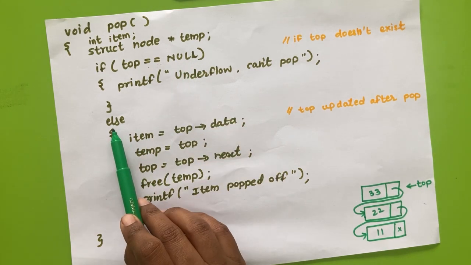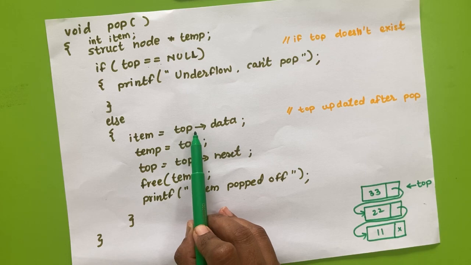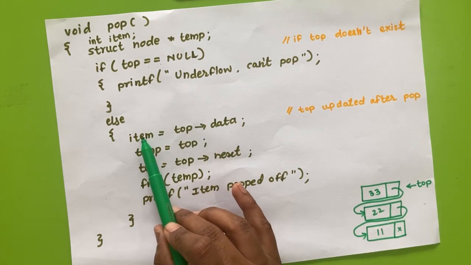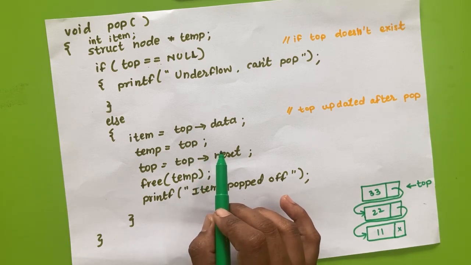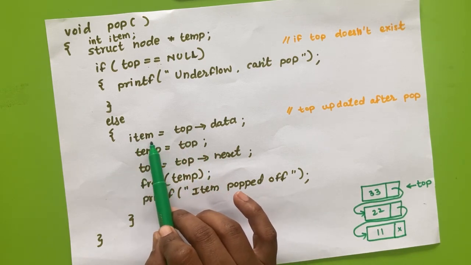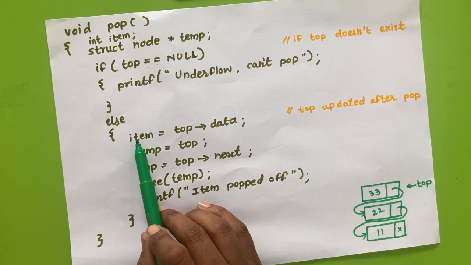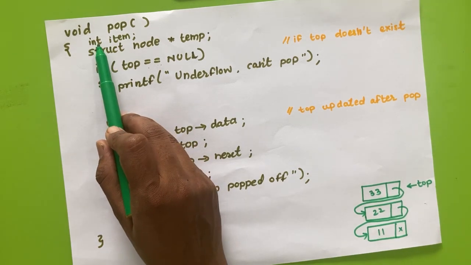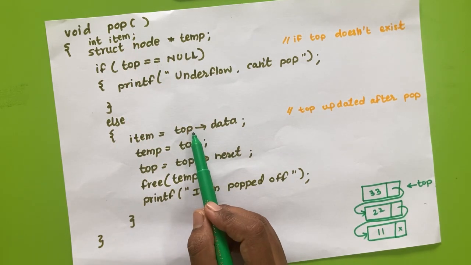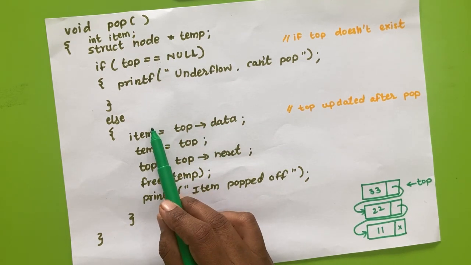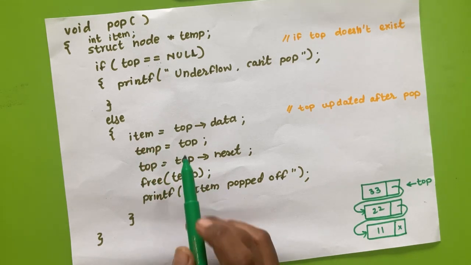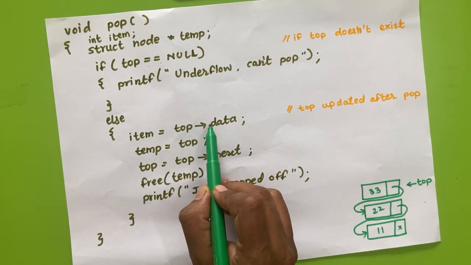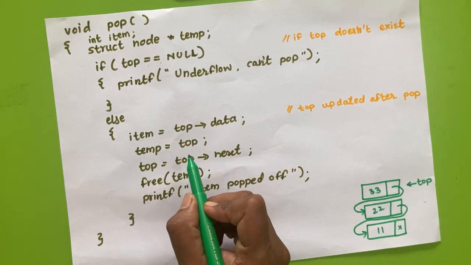So in the else part we have to copy the data of top into item, because if we want to print what element is popped off, at that time this will be required. So I have taken one integer variable, item, and the top's data will get copied in the item variable so that we can print it afterwards. So top's data is copied in item.